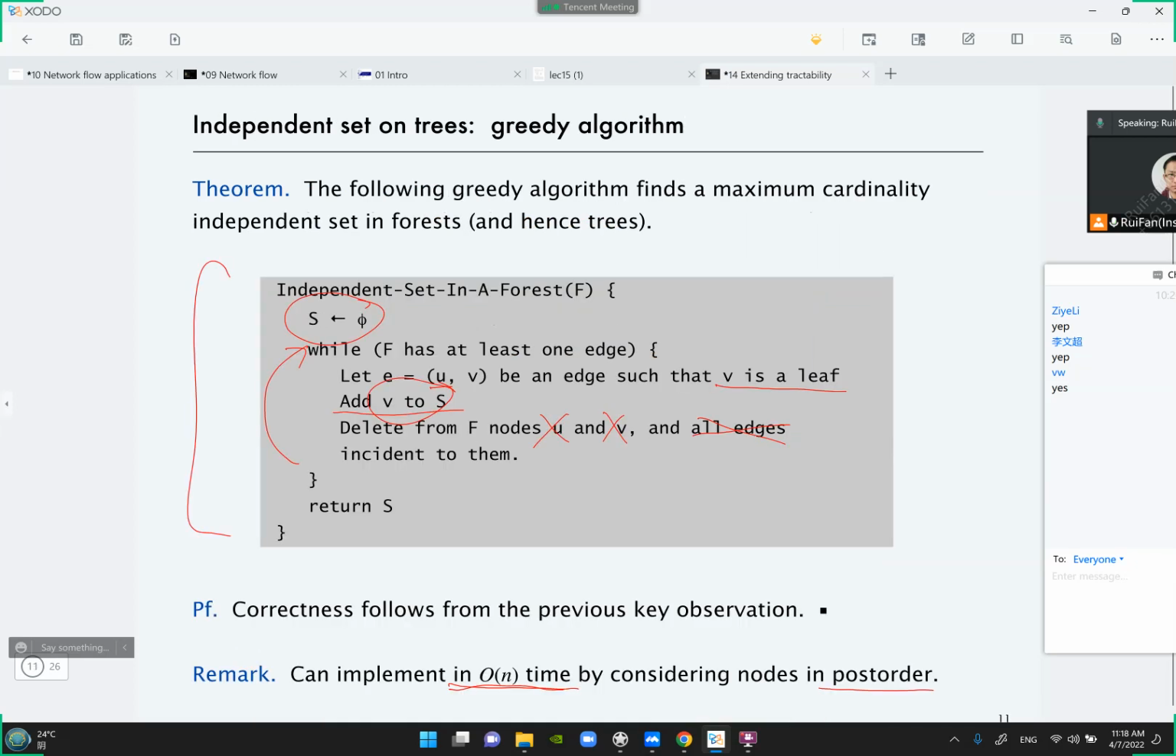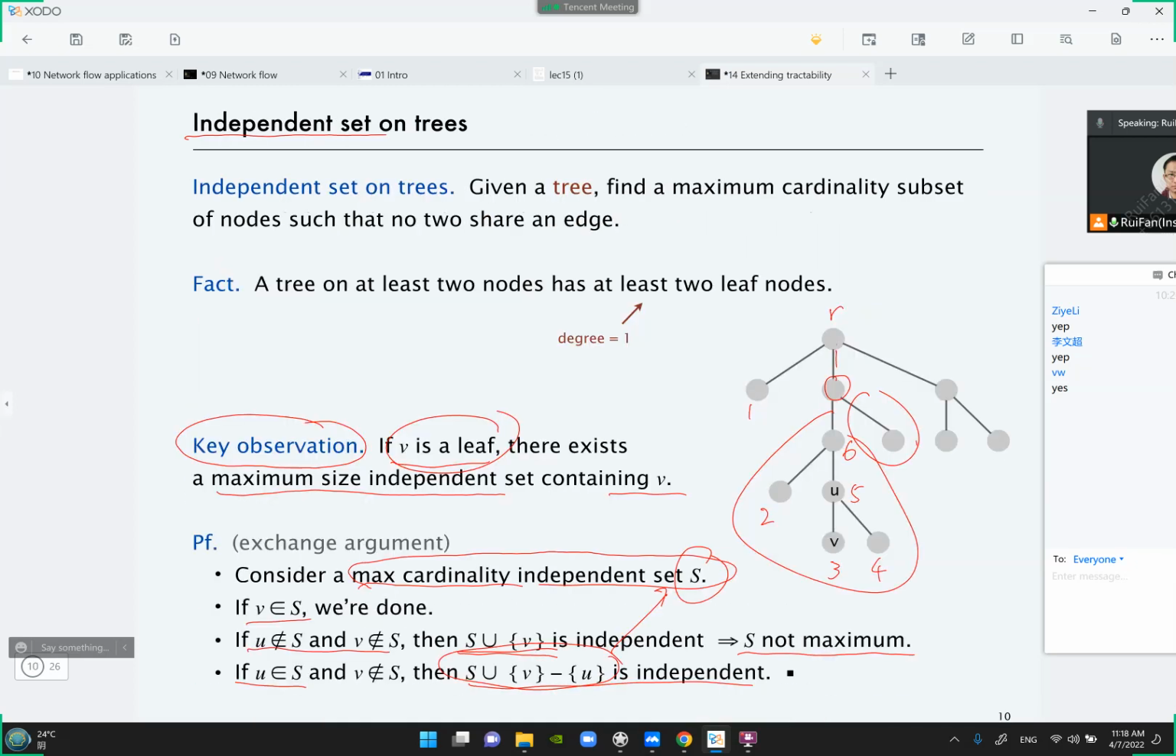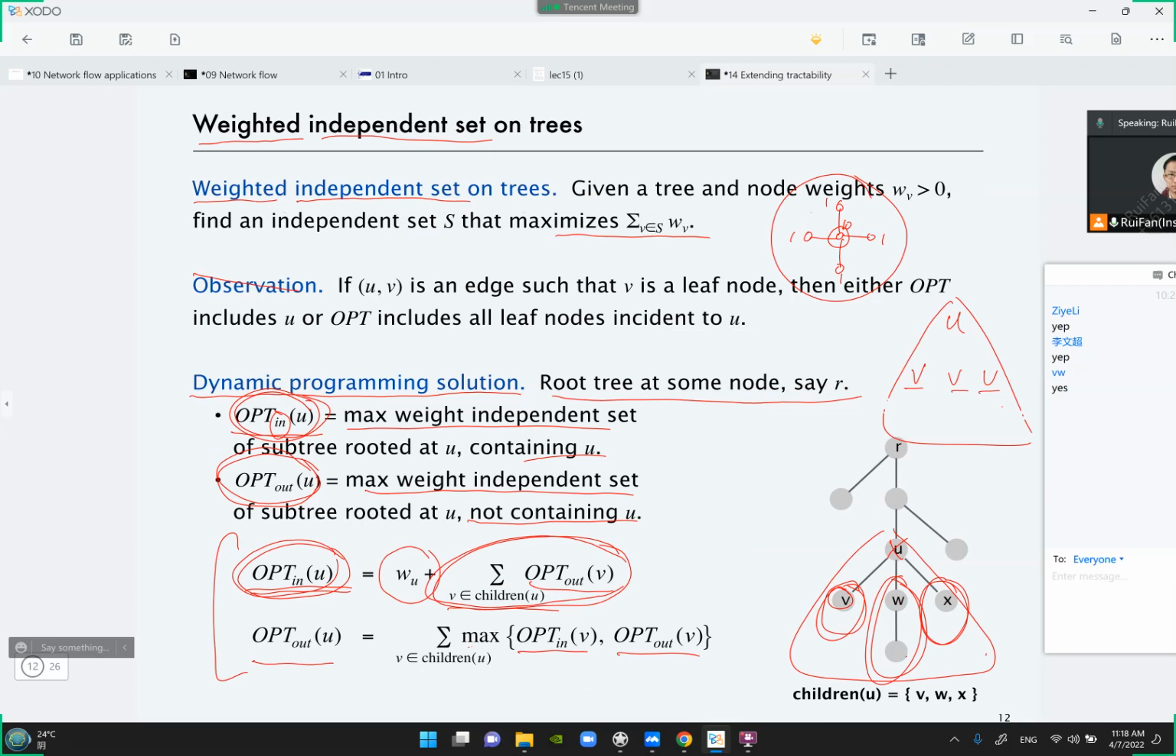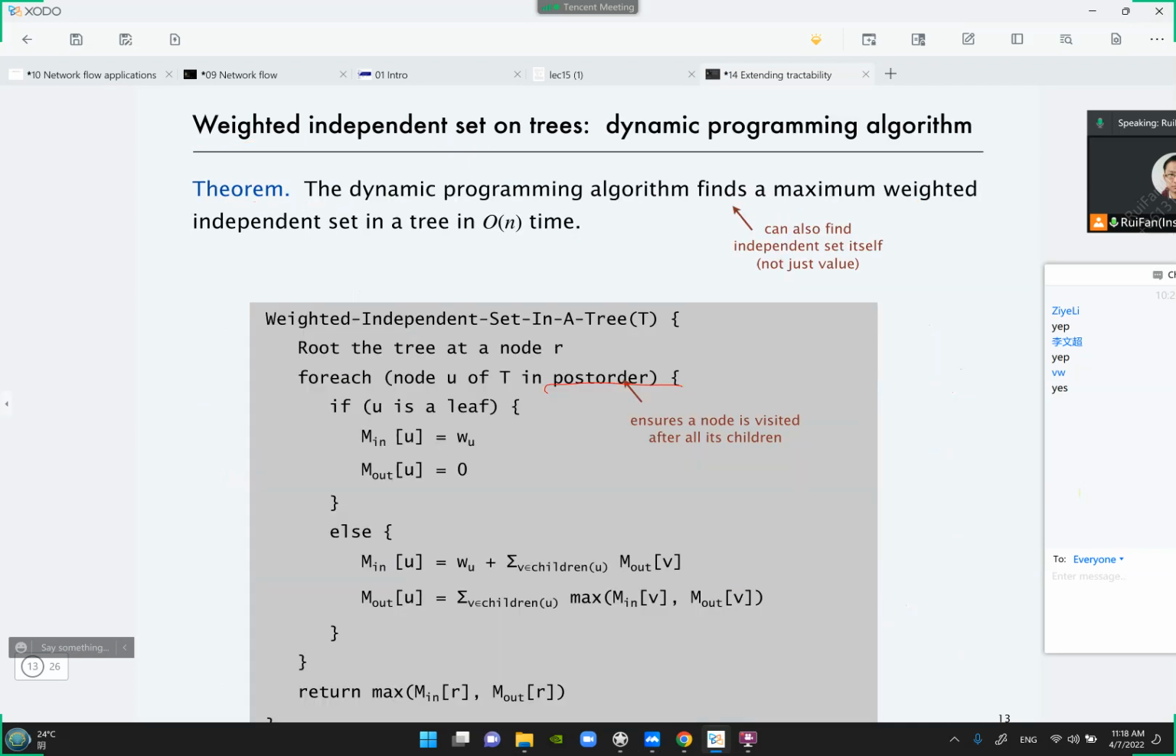Again, we said what post order is. It means that before visiting a node, you visit all its children first. So if you do that, then by the time you need to compute u's value, you've already visited all the children and you already know all their values. And so therefore, it's possible to compute this opt-in of u and opt-out of u. So therefore, we're going to run this algorithm in post order.